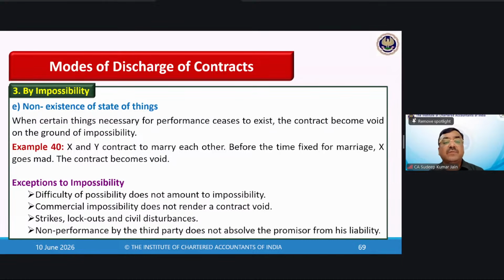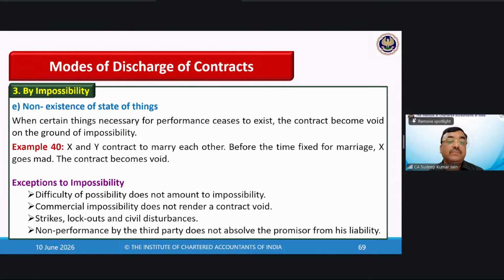See example number 40: X and Y contract to marry each other. Before the time fixed for marriage, X goes mad. When a certain thing necessary for the performance ceases to exist, the contract becomes void on the ground of impossibility. I am reading the example once again. Example 40: X and Y contract to marry each other. Before the time fixed for marriage, X goes mad. The contract becomes void.